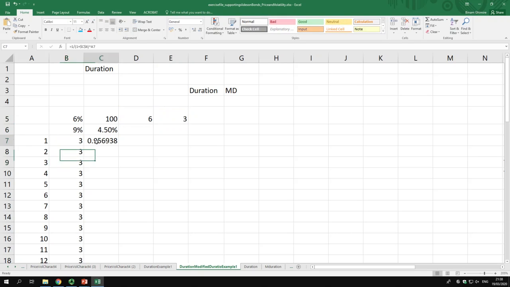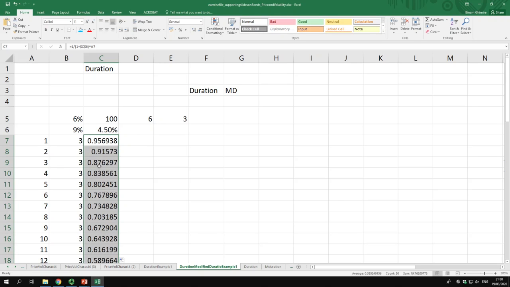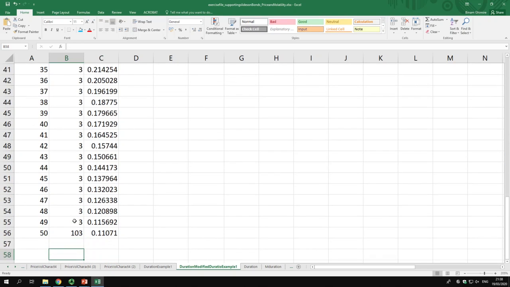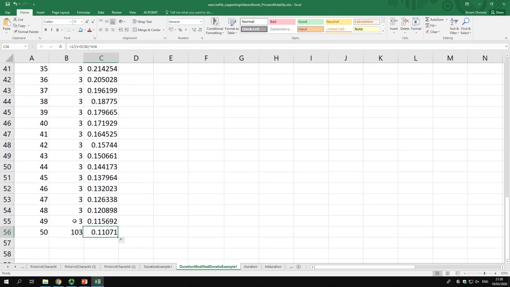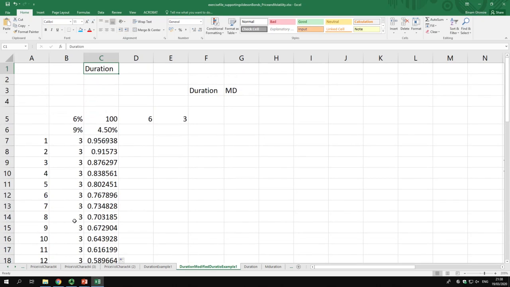Okay, now this is basically the present value of £1 in period 1, which is at 4.5%, and so on. So I can just double click and find it for all my cash flows for different periods. Remember, the last one, which is the 50th period, is not 3 but 103, because the £100, the par value or the nominal value, will be returned. Okay, so that's what we have done.